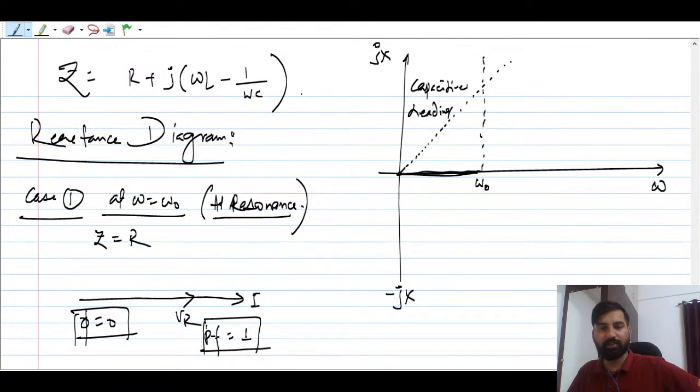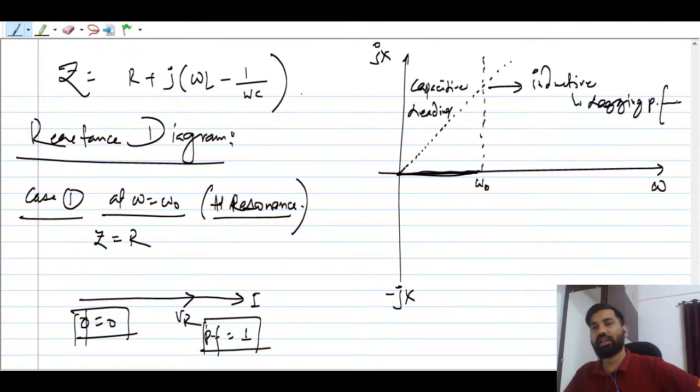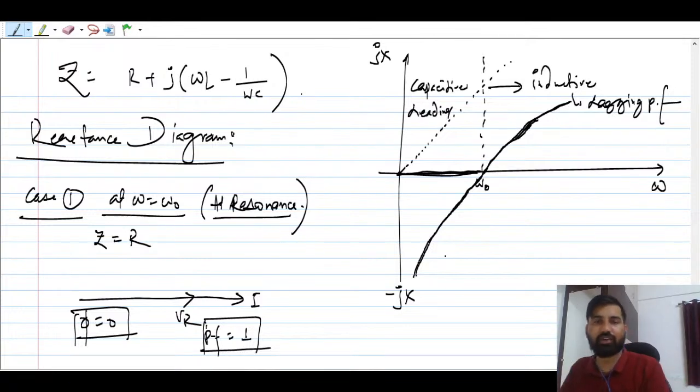If your operating frequency is larger than omega naught, you can have the lagging one, right? Lagging power factor. So if you go to the left of this line, here it will be inductive, and here you can expect lagging PF. Okay, I think this is clear, and this will be like this. Lagging PF will be there. This is the curve that you can have. Less than that, and greater than that.